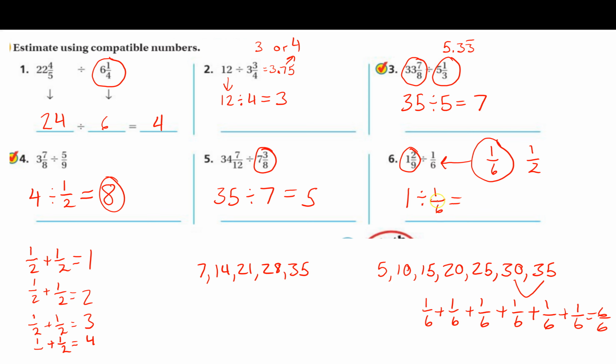And so how many 1/6 are there? There's 1, 2, 3, 4, 5, 6. So our answer is 6 here.